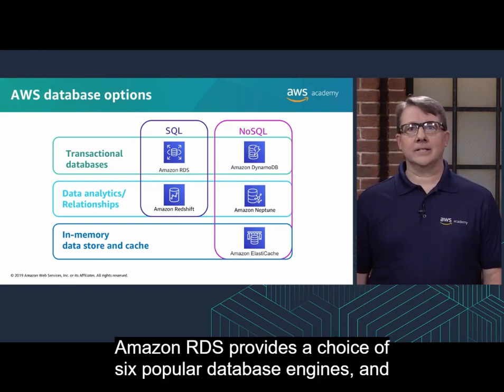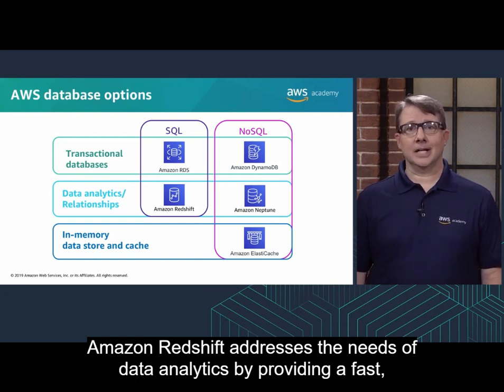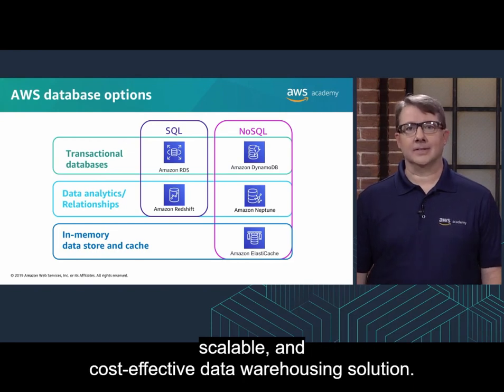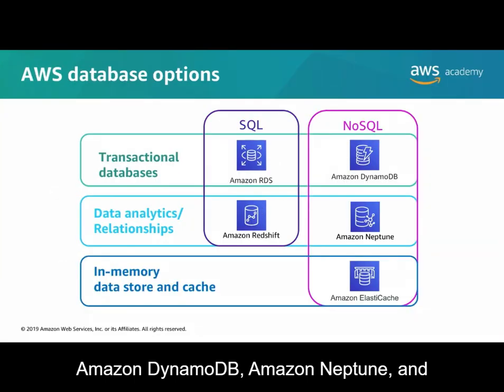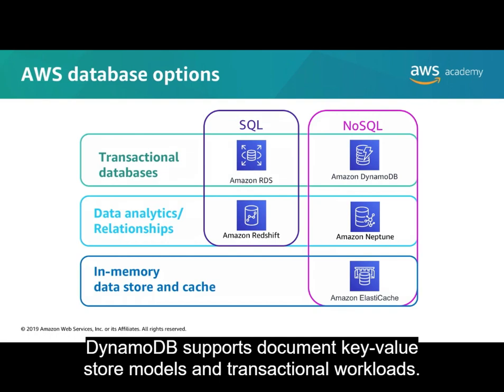Amazon RDS provides a choice of 6 popular database engines, and it is ideally suited for transactional applications. Amazon Redshift addresses the needs of data analytics by providing a fast, scalable, and cost-effective data warehousing solution. Amazon DynamoDB, Amazon Neptune, and Amazon ElastiCache offer database solutions for NoSQL applications. DynamoDB supports document, key value store models, and transactional workloads.